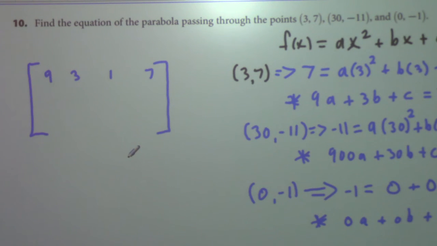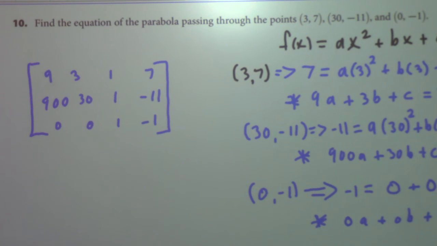Okay, what's our next row there, Abigail? 900, 30, 1, negative 11. Yeah, negative 11. And then what's our last row going to be here? 0, 0, 1, negative 1. Negative 1. So we have that, and so that's it. So now we can solve this, I hope, pretty easily.